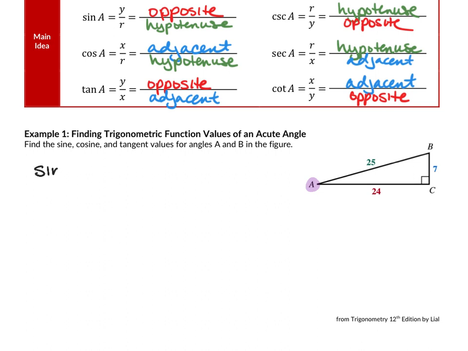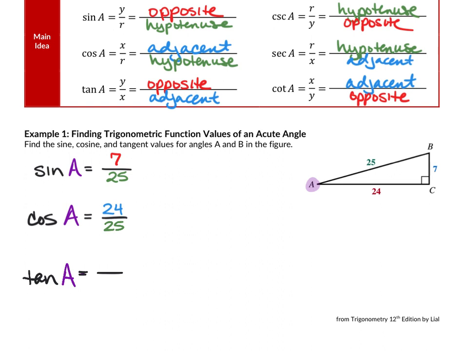So if we are going to find the sine of A, we know that the sine of A is the opposite over the hypotenuse. Well, the side length that is opposite to that angle is going to be 7 over the hypotenuse, which is 25. The cosine of this angle A is going to be the adjacent side length, which is 24, over the hypotenuse, which again is 25. Now, last but not least, tangent of A would be the opposite over the adjacent. So comparing angle A to its opposite side, which was 7, over its adjacent side, which is 24.